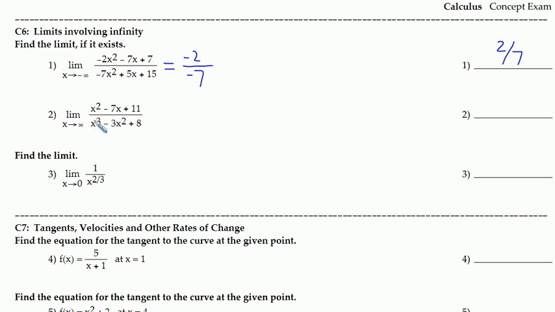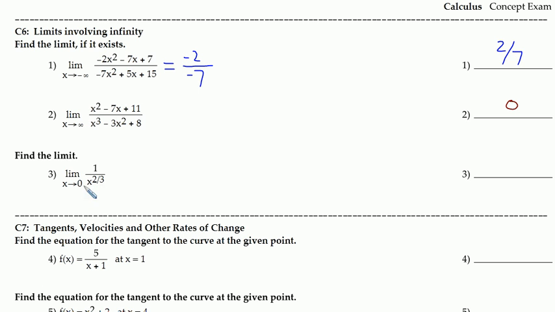In number 2, I need to notice that the x cubed is a larger degree than x squared. So the bottom of this fraction will get larger faster than the top of the fraction will. And so we're going to be dividing by a very large number, which gives us a result of 0 for a limit.